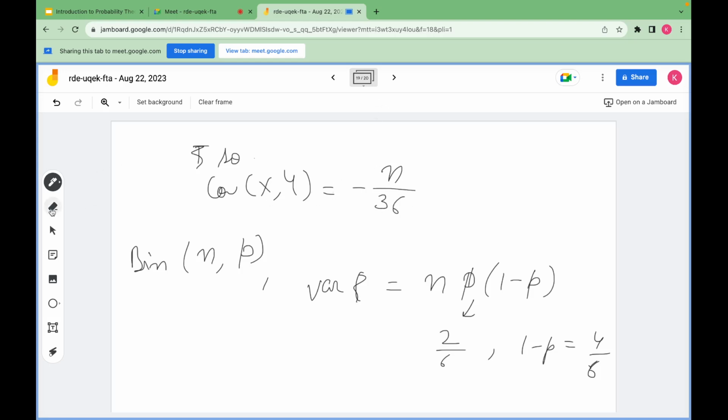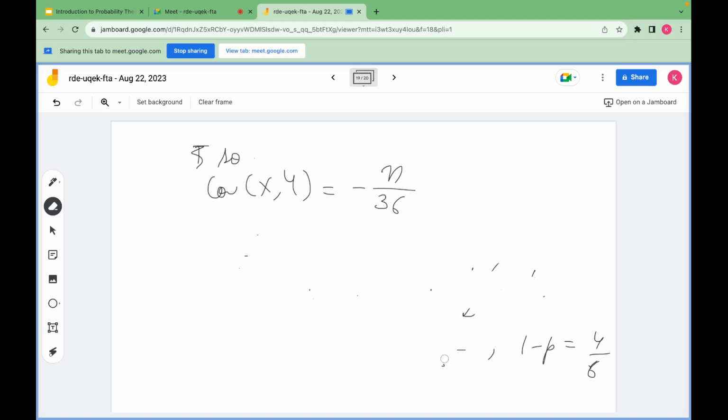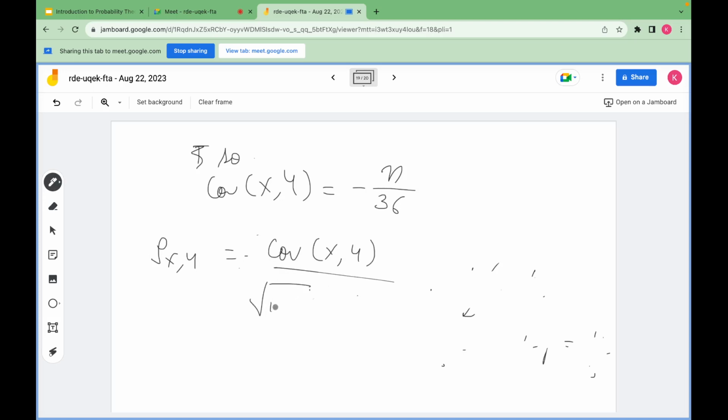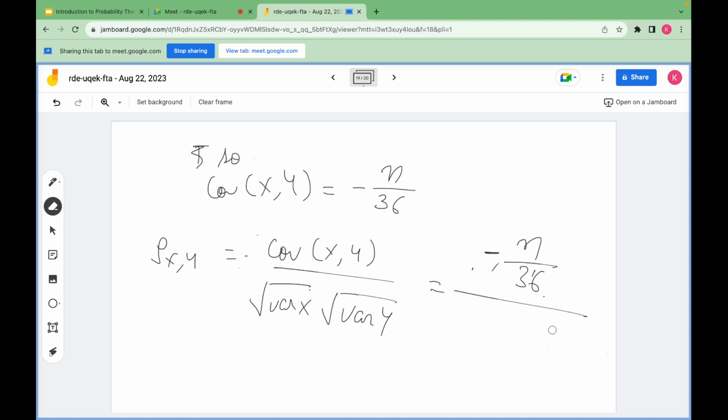So the covariance is minus n by 36, and now we need to find the correlation coefficient. The correlation coefficient is the covariance of x y divided by the root of variance of x into variance of y. So this is minus n by 36 divided by the root of the variance of x, which is n into 1 by 6 into 5 by 6.